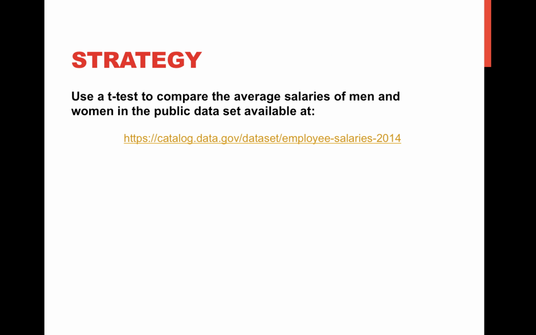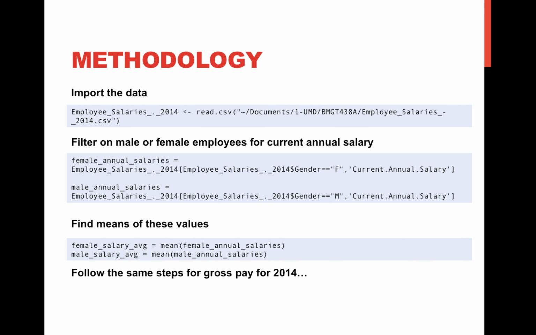So my strategy was to use a t-test to compare the average salaries of men and women in a public data set available at this URL. My first step was to import all the data from the URL that I just showed. Then I would filter on female or male by running the following commands, and then find the means of these values by just using the mean command. And then I will go through these steps in RStudio.